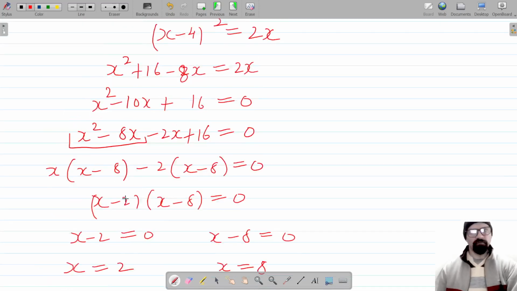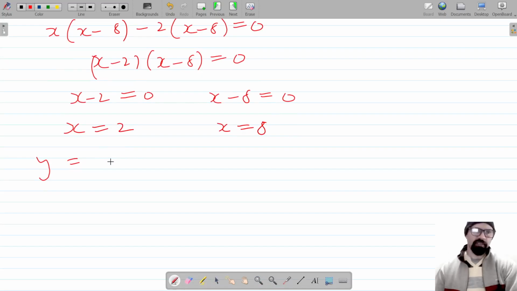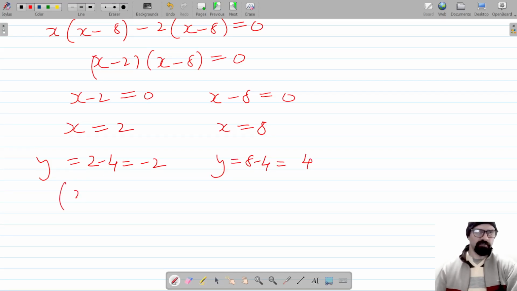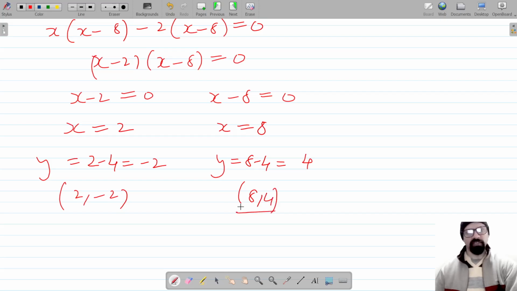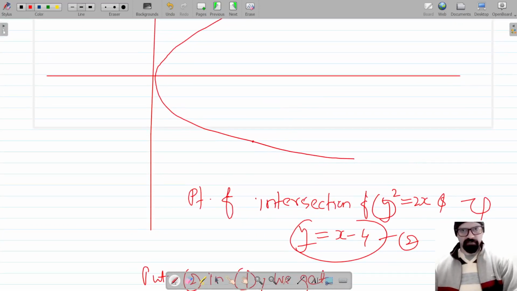Now, when x is equal to 2, let's get the value of y. So y is 2 minus 4, which is equal to negative 2, and when x is 8, y is 8 minus 4, which is equal to 4. So here the point is (2, -2), and here the point is (8, 4). So these are the points of intersection, and (2, -2) lies in the fourth quadrant.